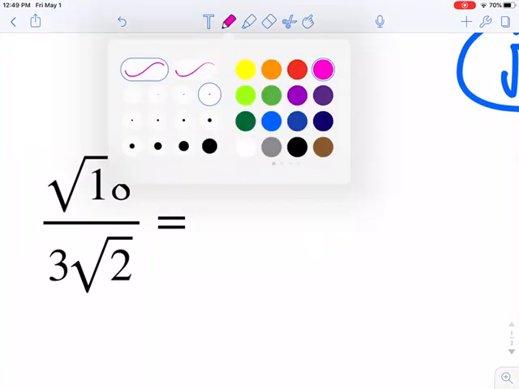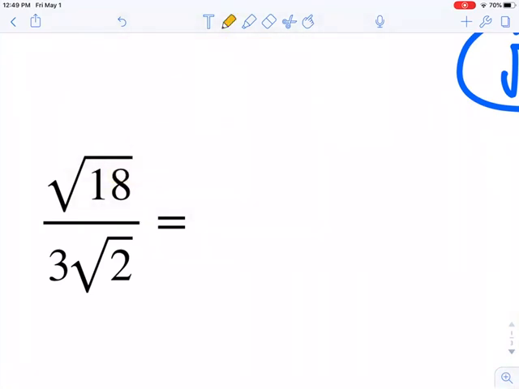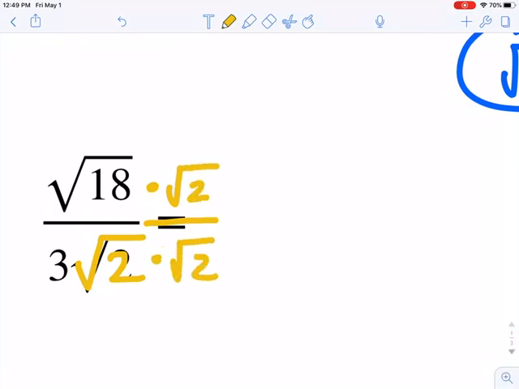Another reason why rationalizing the denominator is good. Radical 18 over 3 radical 2. What the heck is going on here? I don't know. All right. There's a bunch of ways to do it, but I'm just going to use brute force. I'm going to do the same method every single time. I'm just going to get really good at this one method.